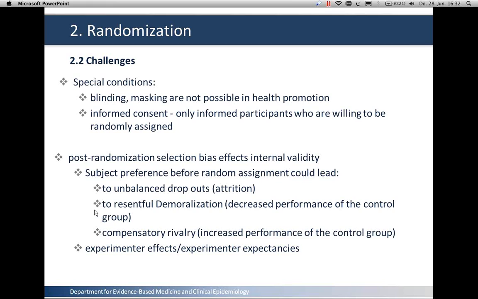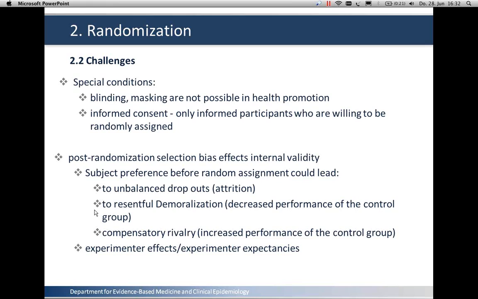The second is the question of resentful demoralization or compensatory rivalry. I put them together because the same principle is behind both. The control group, for example children or even teachers who are part of the control group, could be demoralized because they wanted to be in the intervention group, or they can show increased performance to show, okay, we are as good as the intervention group. And this also has an effect on the results.